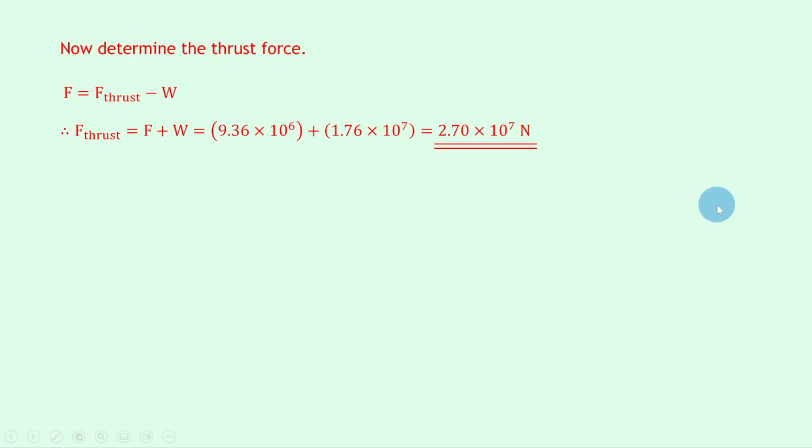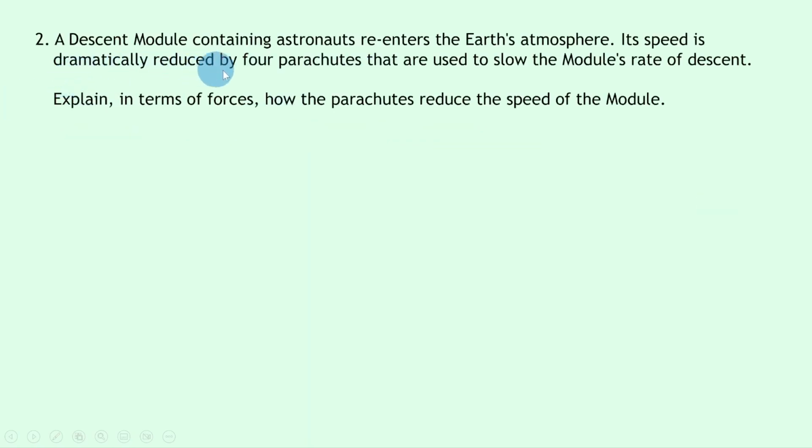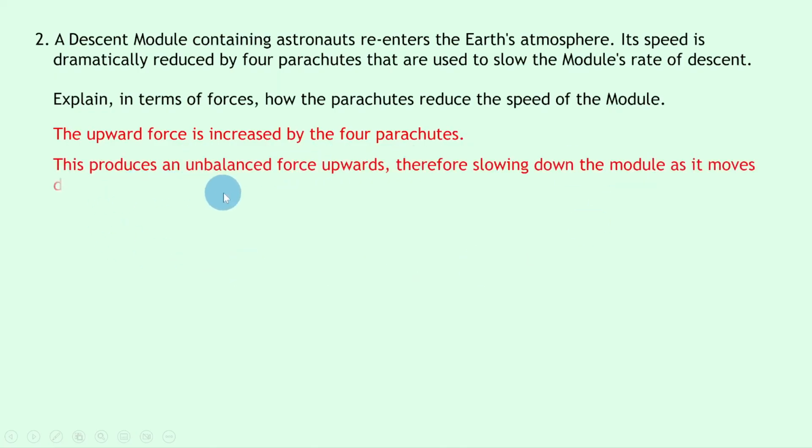Question 2 says a descent module containing astronauts re-enters the Earth's atmosphere. Its speed is dramatically reduced by 4 parachutes that are used to slow the module's rate of descent. Explain in terms of forces how the parachutes reduce the speed of the module. Well, first of all, we can say that the upward force is increased by the 4 parachutes. This produces an unbalanced force upwards, therefore slowing down the module as it moves downwards.